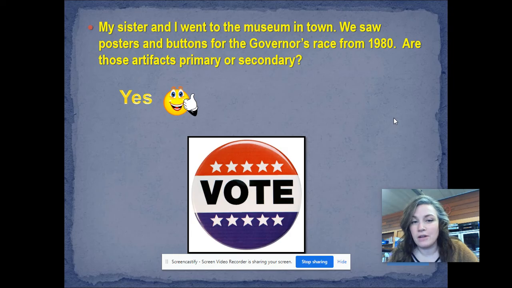These are primary sources. Okay. So, primary source, these things that we saw in a museum because they were created in the time of that specific governor's race.